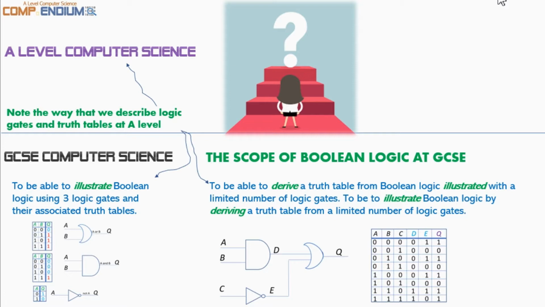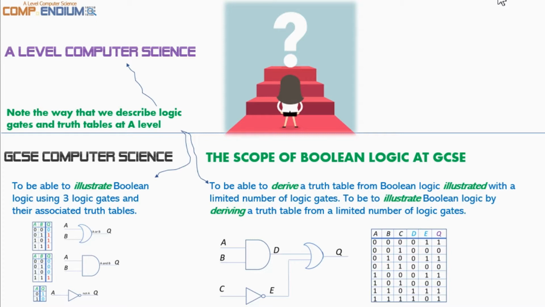So at GCSE Computer Science, the learning that's required when it comes to Boolean logic is actually quite restricted, which was nice when you were at GCSE. There wasn't too much to take on board when it came to the Boolean logic topic. And if you remember, you were expected to be able to illustrate Boolean logic with 3 logic gates, and that would have been the OR gate, the AND gate and the NOT gate, and to be able to work with their associated truth tables as well.